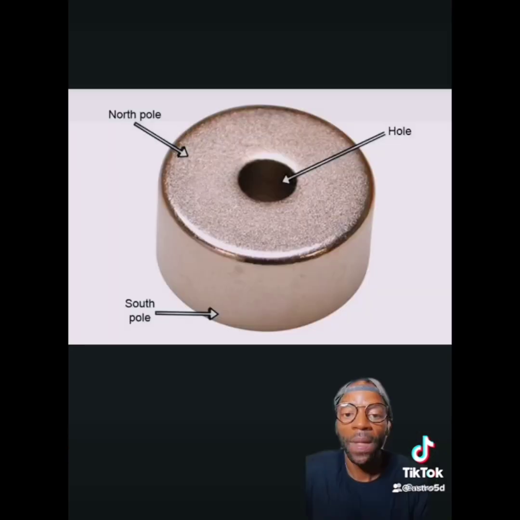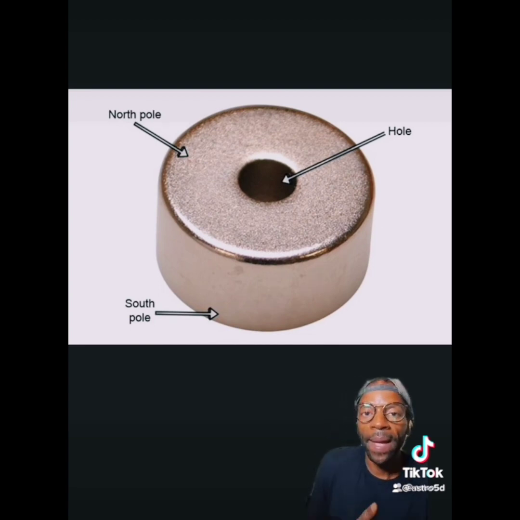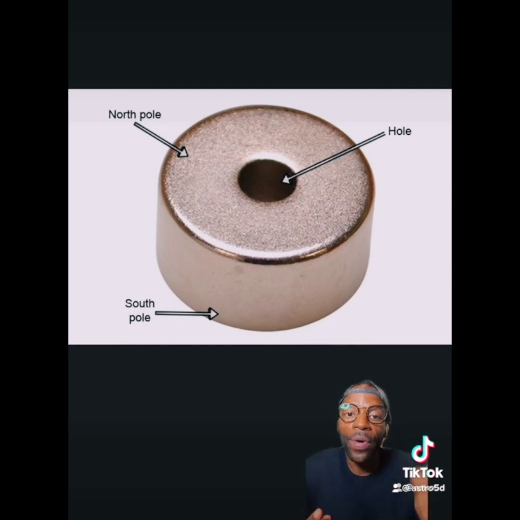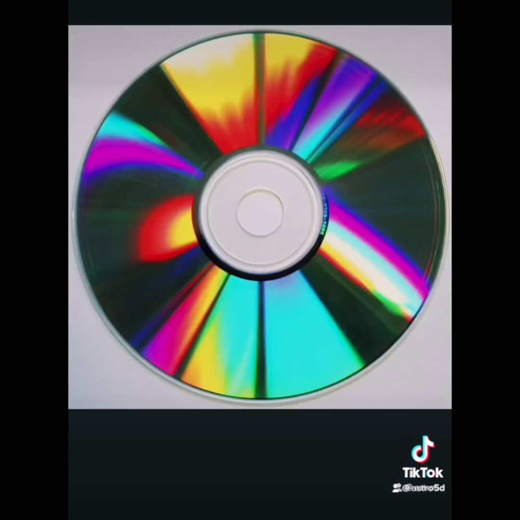Alright? Now, before we end, I just want to show you some things, and hopefully by now you will understand what's happening. Here's a ring magnet. On a ring magnet, the outer ring is called the South Pole, and the inner is called the North Pole. And then you have a hole in the center. Just take a look at this.